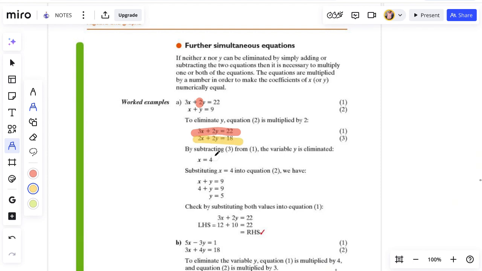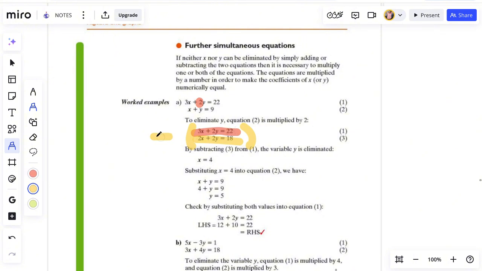Now to eliminate, since they have the same sign, plus, plus, we're going to subtract. When they have the same sign, you subtract. When the signs are different, you add. So if I put a minus here, for example in brackets, I will say 3x minus 2x, I'll get x. 1x means x. 2y minus 2y will be 0, so no need to write that.